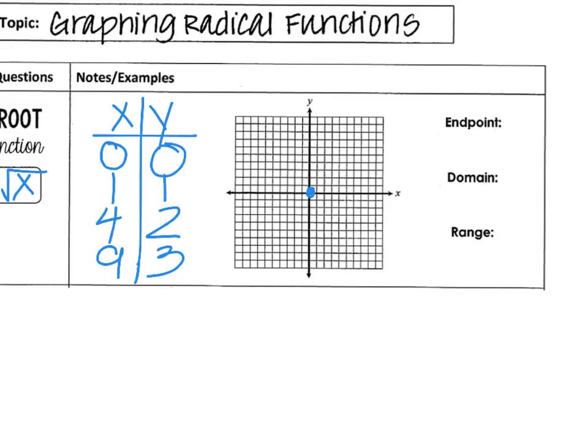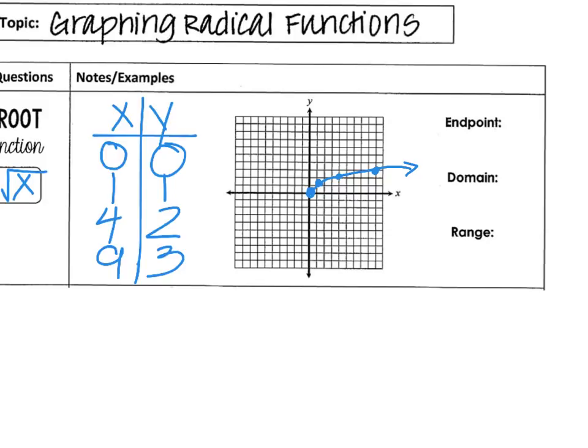So that's our first point. Then it's going to go up to 1, 1. Then it's going to go over 4, up 2. And then over 9, up 3. If we connect all these dots, this is what the square root parent function should always look like. And once again, it's not going to be negative because we can't take the square root of a negative number.